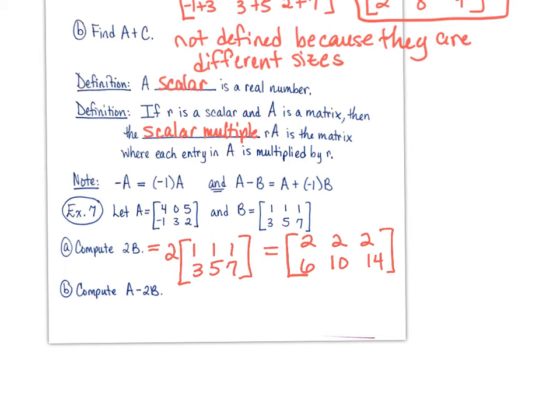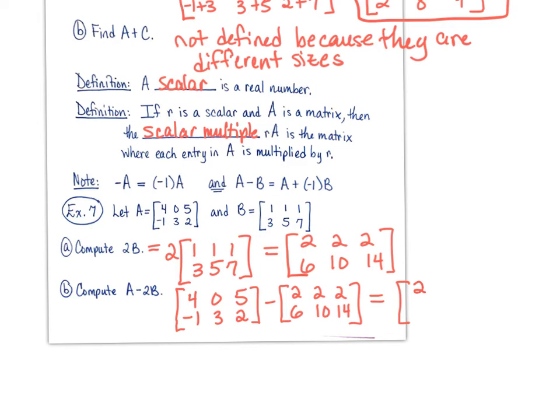They're both what size? 2 by 3. Good. So then you would have 4, 0, 5, negative 1, 3, 2, minus 2, 2, 2, 6, 10, 14. What would that be equal to? How would you find the 1, 1 entry here? 4 minus 2. Good. Do you need me to write 4 minus 2, or do you want to just write that it's 2? Right. So you get 2.